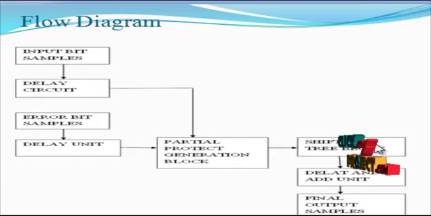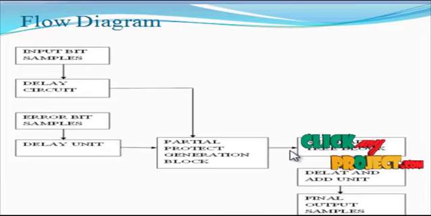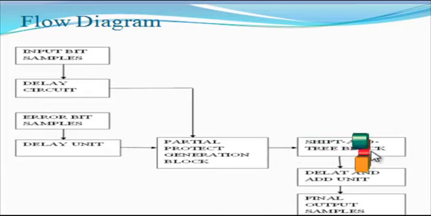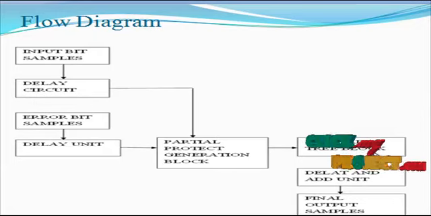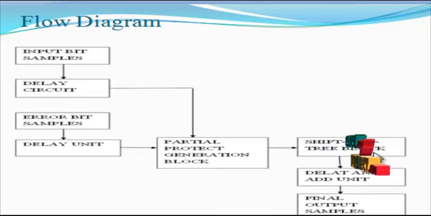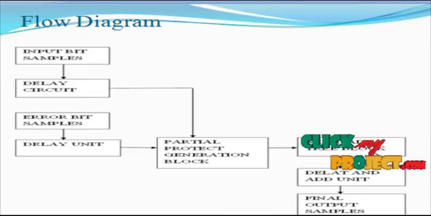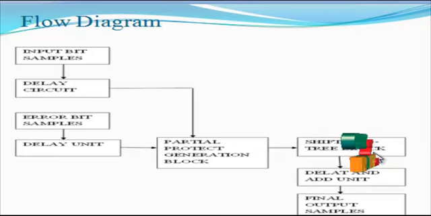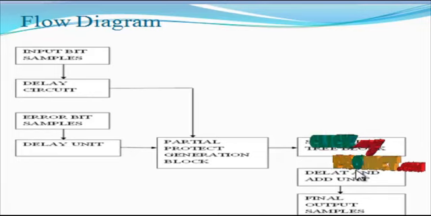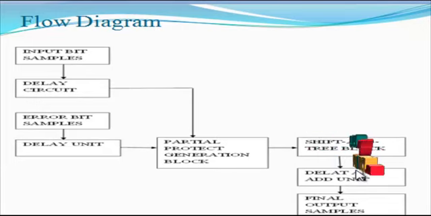Then we apply the shift add architecture block. The partial product generation result is passed to the shift add architecture block. The shift add architecture block is used to add the partial product generation results separately. This process is mainly used to reduce the carry propagation time and to reduce the hardware complexity of the shift add architecture. Then the shift add architecture result is applied to the delay and adder element. The delay and adder element is mainly used to store the results in registers, then to produce the final output results.